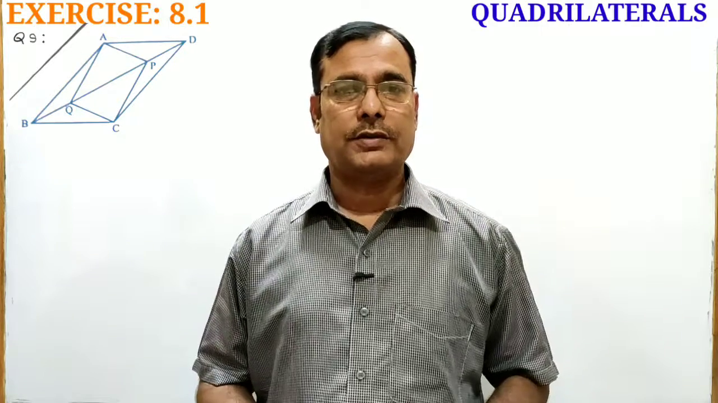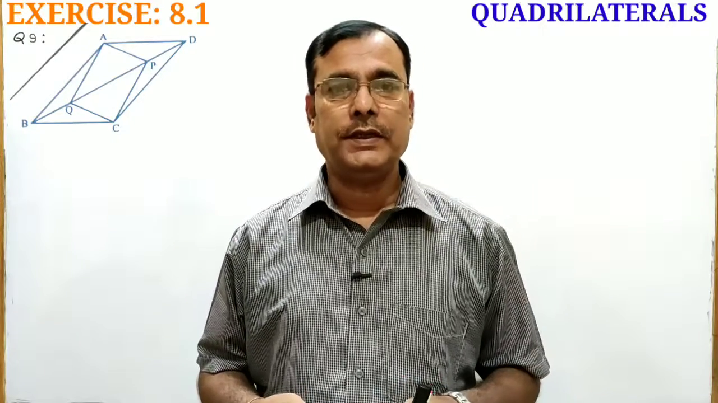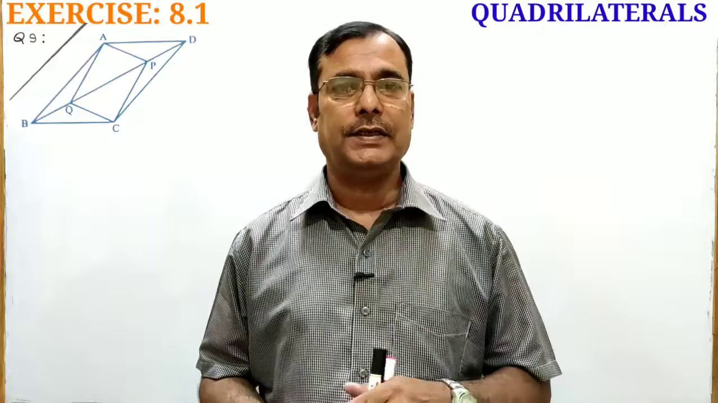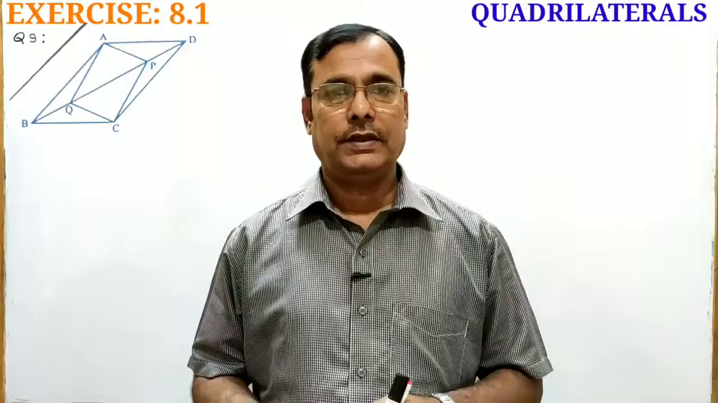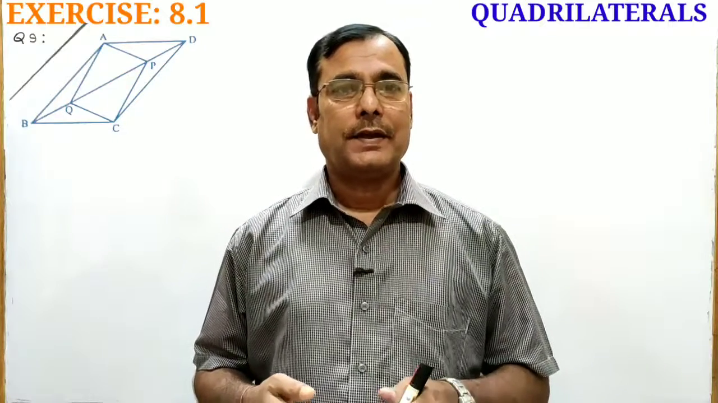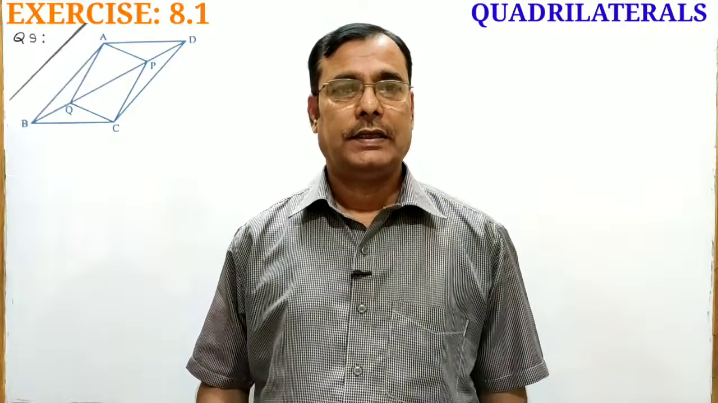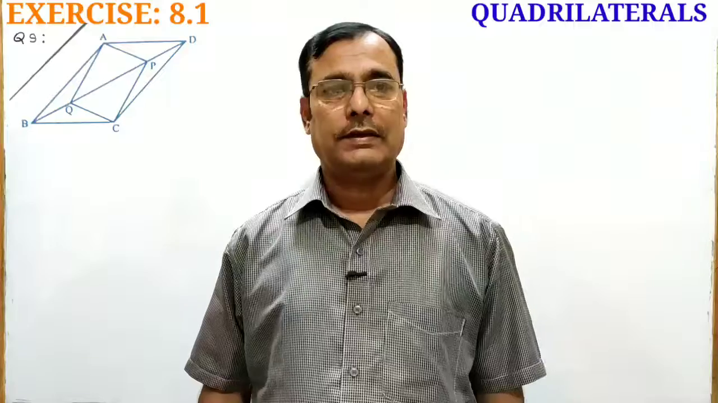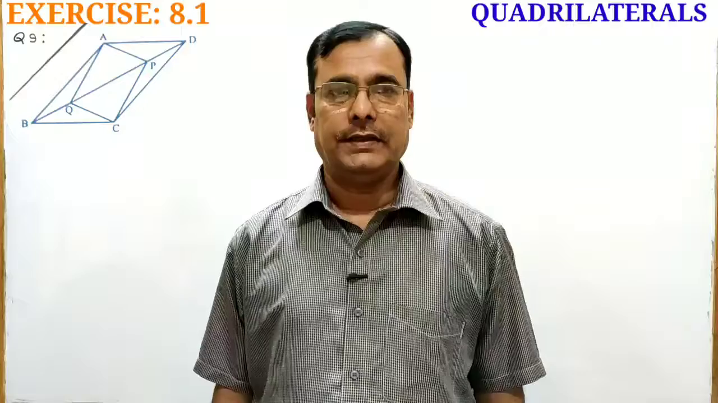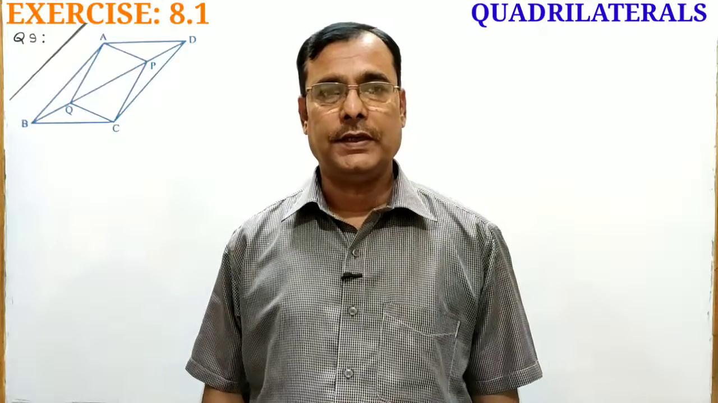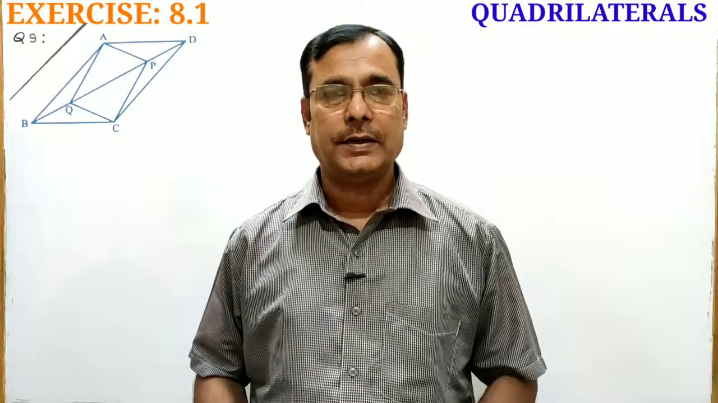Now let us do question number 9. In parallelogram ABCD, 2 points P and Q are taken on diagonal BD such that DP is equal to BQ, so that triangle APD is congruent to triangle CQB. AP equal to CQ and triangle AQB is congruent to triangle CPD. AQ equal to CP, and finally prove that quadrilateral APCQ is a parallelogram.